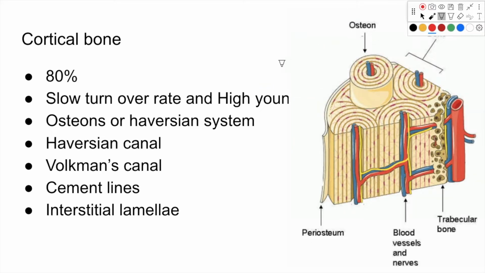So next, moving on to the cortical bone, it forms 80% of the skeletal structure. It is metabolized slowly because it is well formed and it does not need to turn over at a very high rate, and therefore the turnover rate of cortical bone is very slow. It has high Young's modulus. What is Young's modulus?